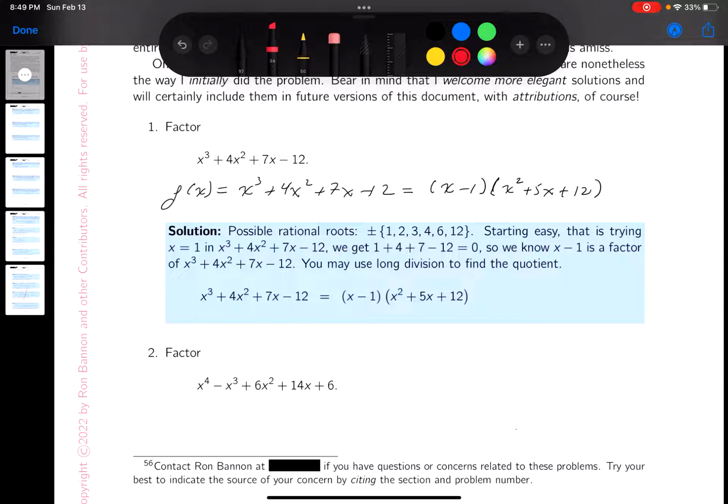So I'm going to say this is my answer. And the answer is written right over here: x minus 1 times x squared plus 5x plus 12. Exactly what we got over there. We're using the rational root theorem.